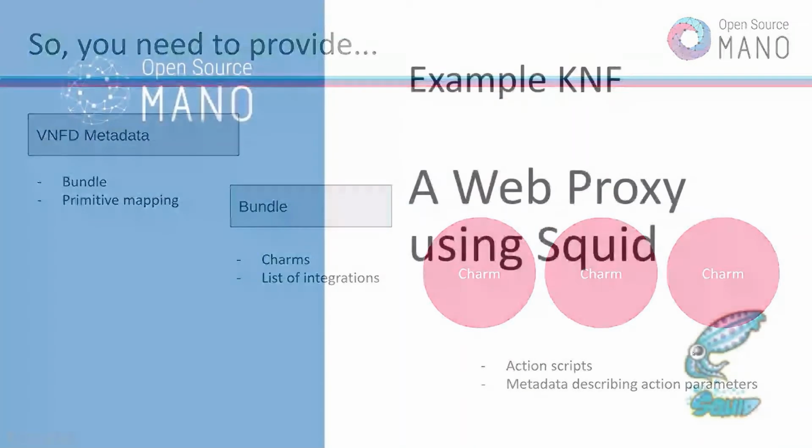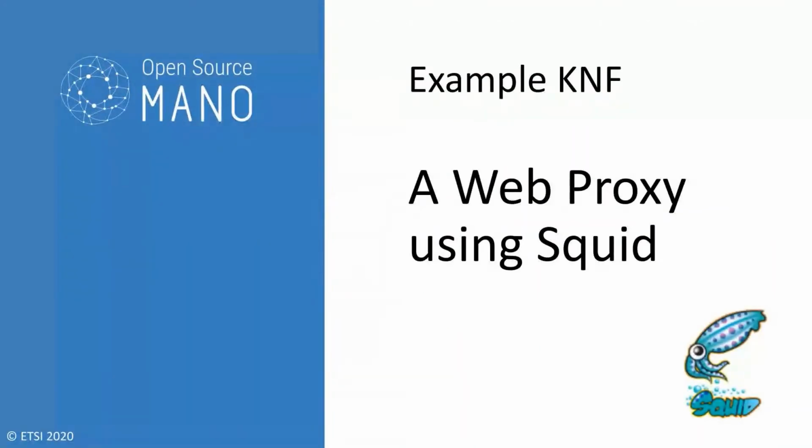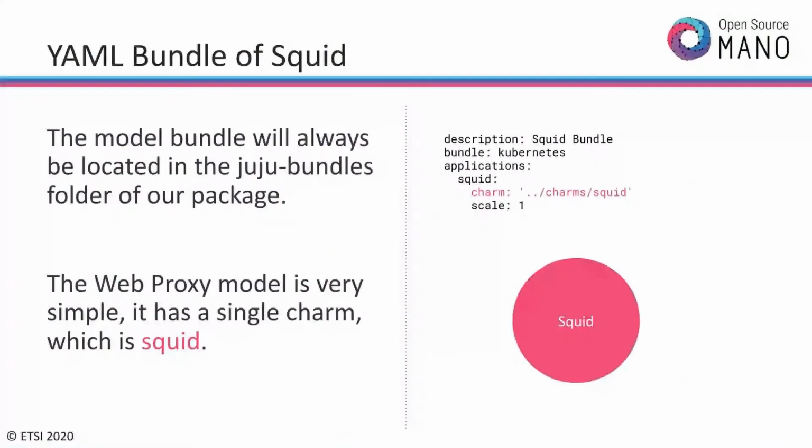Okay, so now let's get into our example, which is the web proxy, Squid. It's an open source application, which is used for proxying and web caching. So in this case, we would have our bundle here, which is defined here. It's a really simple bundle. It only has one application, so we don't have any relations. The application would be Squid, and the charm, which would contain the operations code, is located in charms Squid.